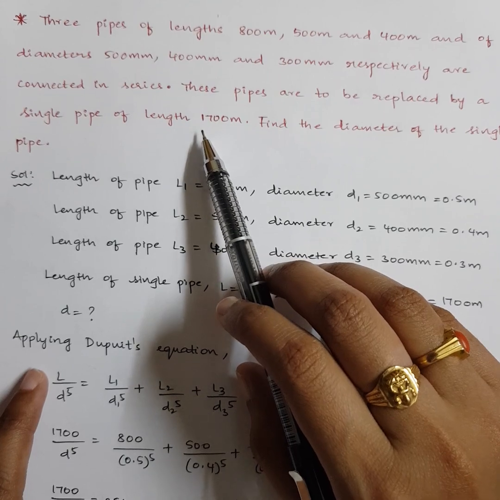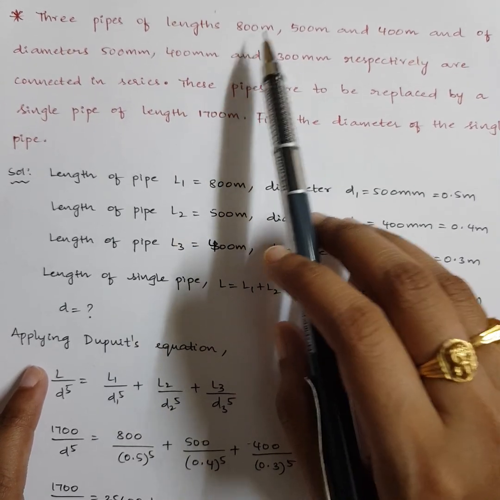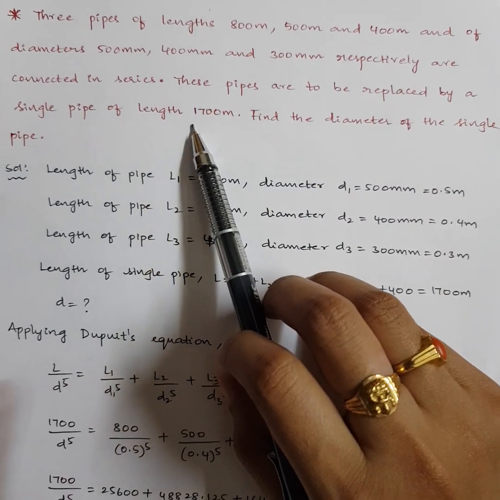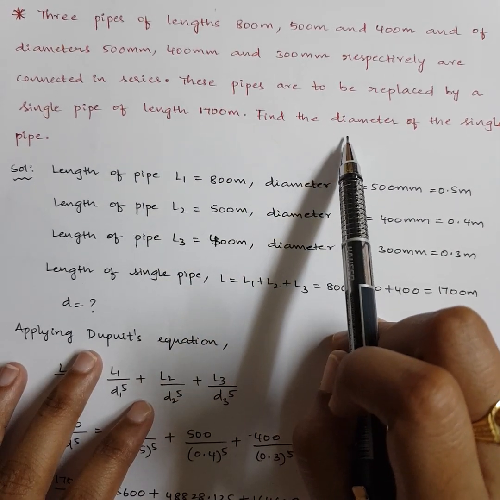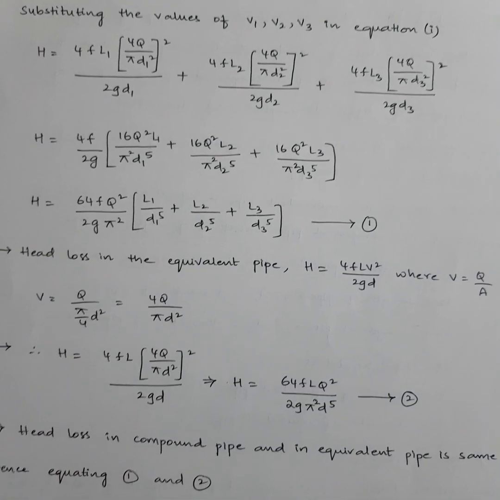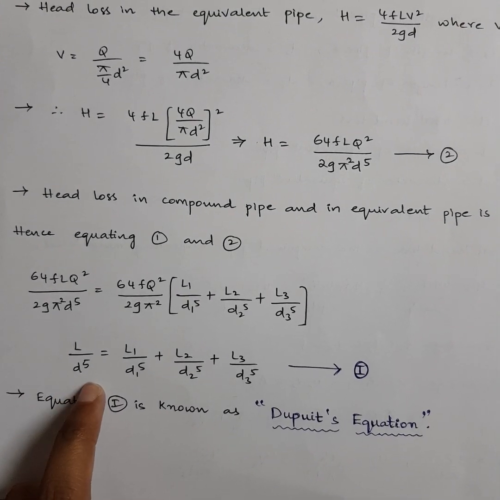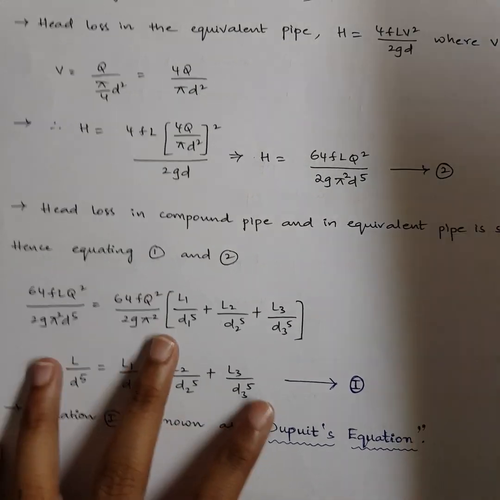The length of the equivalent pipe is already given. If it's not given, you can just add L1 plus L2 plus L3. It's 800 plus 500 plus 400, which is 1700. He's asking us to calculate the diameter, so what do you need to calculate? You need to calculate the value of d. That's what I told you. This equation will help us like this. So you need to calculate the value of small d.